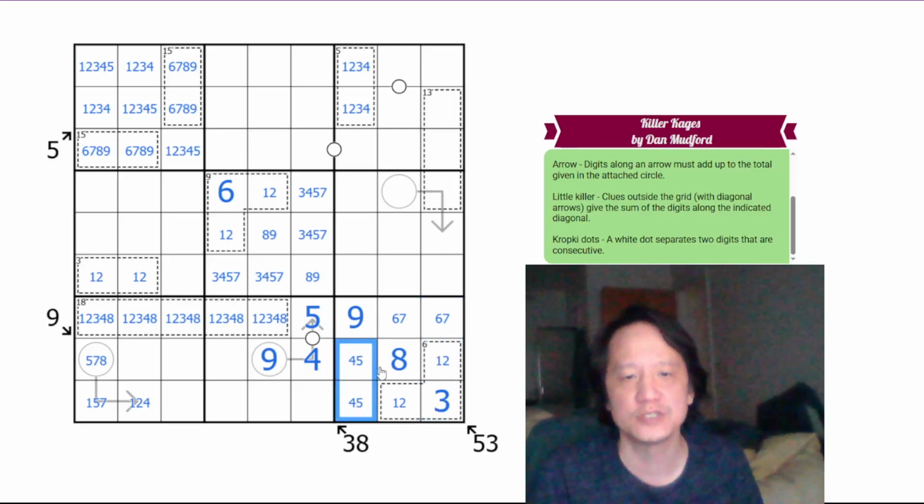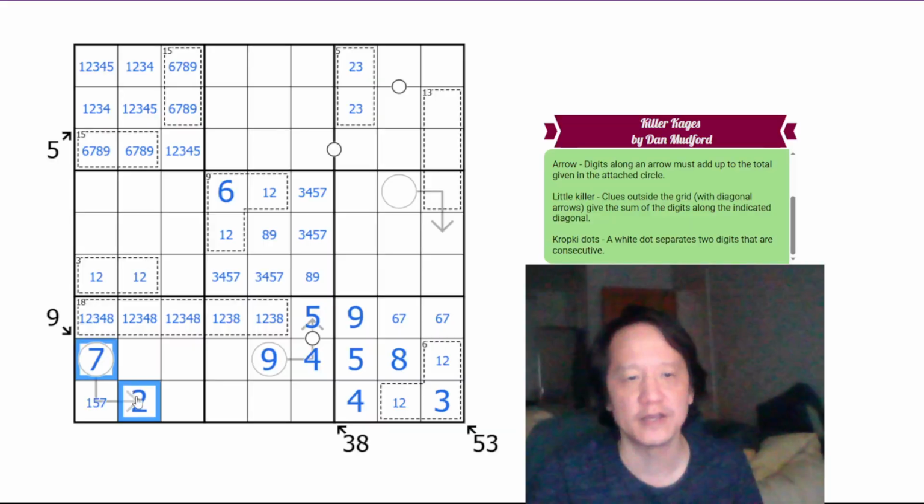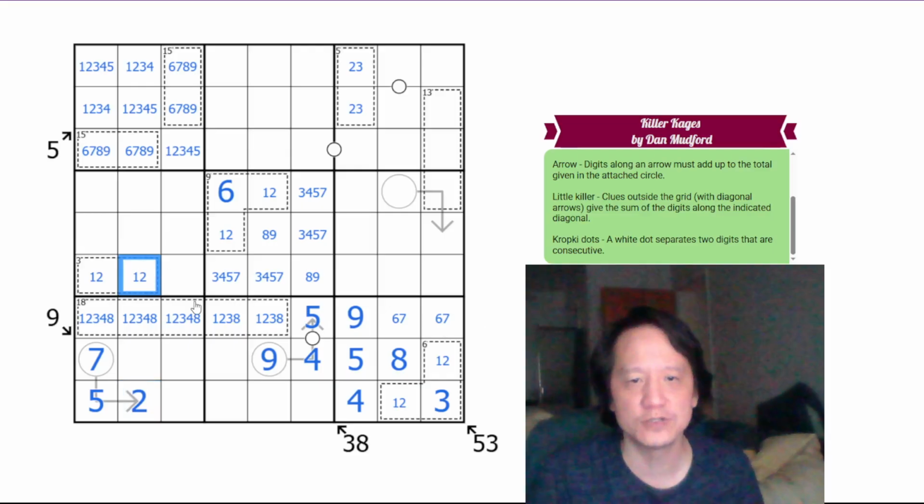So this can't be 6 or 7. This can't be 4 because of the 4 in the row, so this must be 5, which makes this 4. That eliminates 1, 4 as a possibility in this 5 cage. So that's a 2, 3 pair here. 4 cannot be here because of the 4 in the box. This 8 eliminates 8 and 1 as a possibility here. This 4 eliminates 4 and 5 as a possibility here. Therefore, this must be 2 and 7 adding up to 9, which forces this to be a 5 here. This 2 eliminates 2 here, so that's 1 and 2.